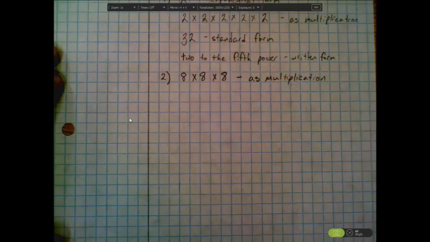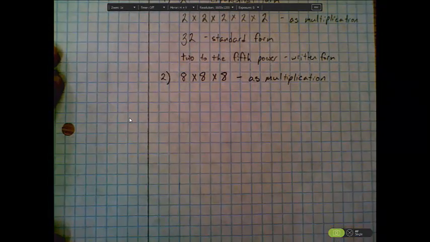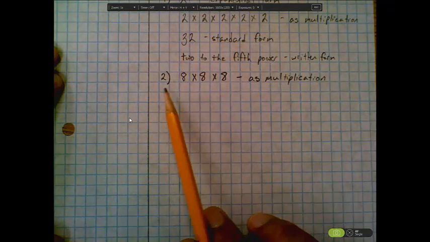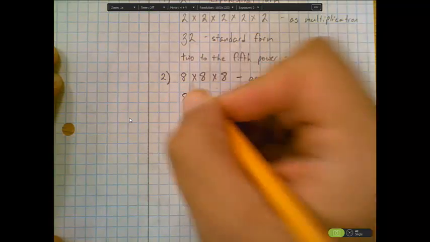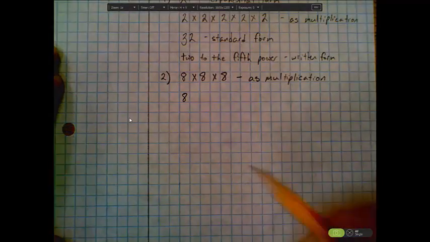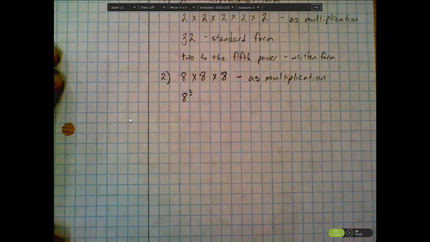Okay, so I've written down the problem. It's as multiplication. That's the form that they've given us, and we need to write it in the 3 other forms. So the first one we can write it as exponential form. We see that we have 8, which is going to be the factor, and we know that we call that the base, so we put the 8 there. And then we see that we have 3 8s, and 3 8s means that we're going to have a 3 as the exponent, and that would be exponential form.